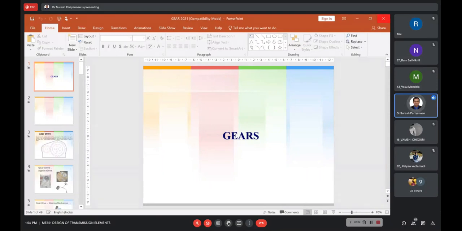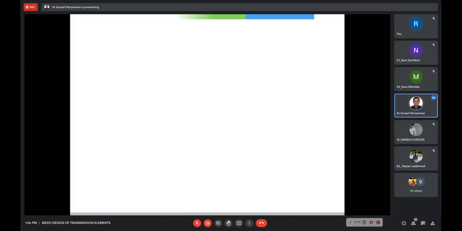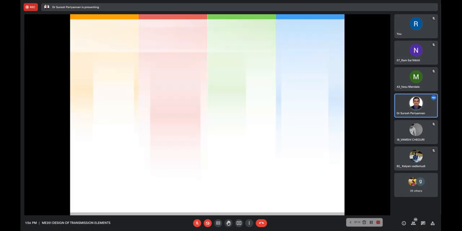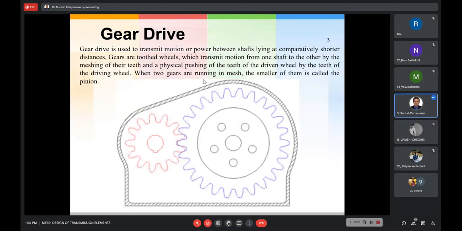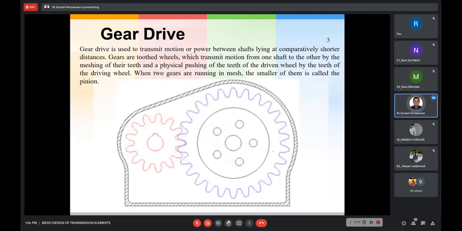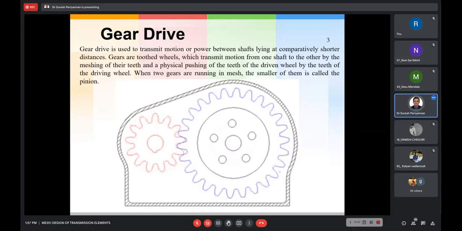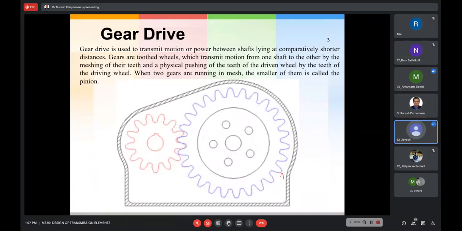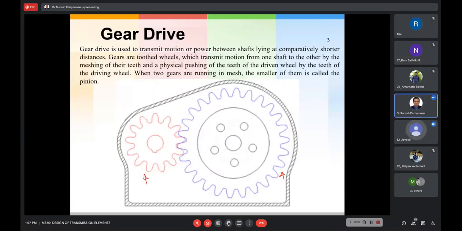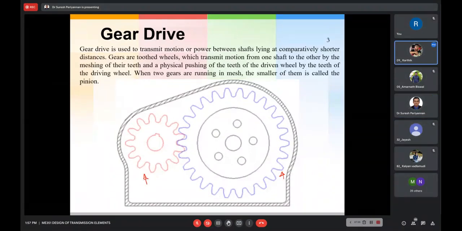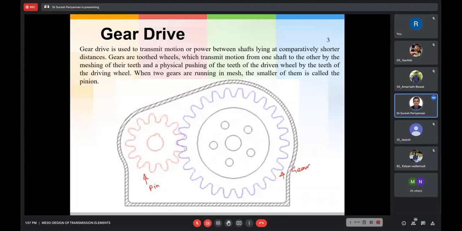Okay, so what are the types of gears? Now we move to the types of gears. You might have studied this in BME. We will recap for the first 10 to 15 minutes, then go for a deep discussion about gears. First, gear drive, as I told you. The bigger one, what is the name of this bigger one? Gear. Yes. The small one is? Pinion. Yeah, pinion. This is the gear. This is the pinion.